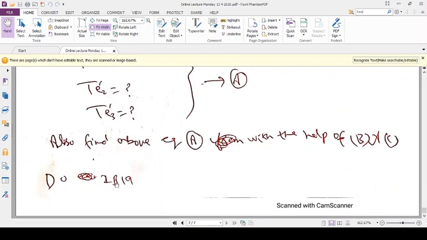And do this exercise 2B19. Please go through this lecture, and if you have any question, any query, then we will discuss this tomorrow at 10 a.m. Thank you so much.